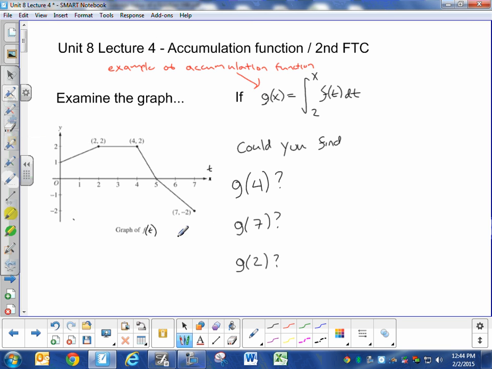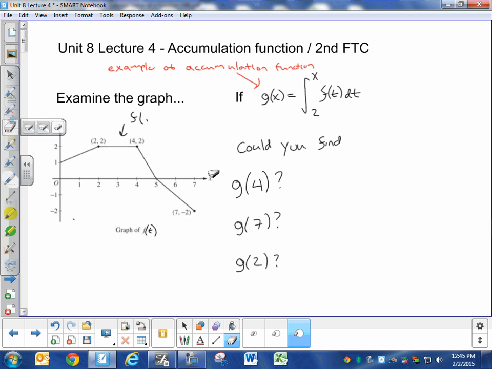Let's look at this graph. This is the graph of F. It's important to see what we have. In this case, I have the graph of F. It could be the graph of F of X, but in this case, we can have T here, and it's a graph of F of T. Okay. Could you find G of 4 if G of X equals the integral from 2 to X of F of T dt? What would you do?